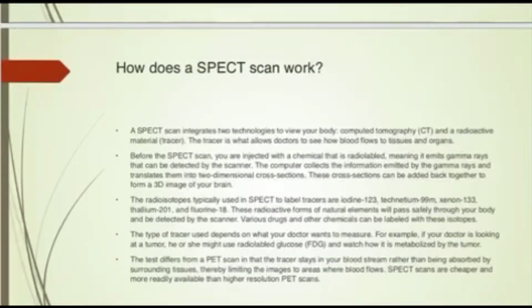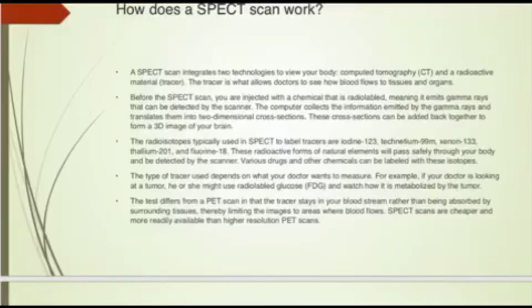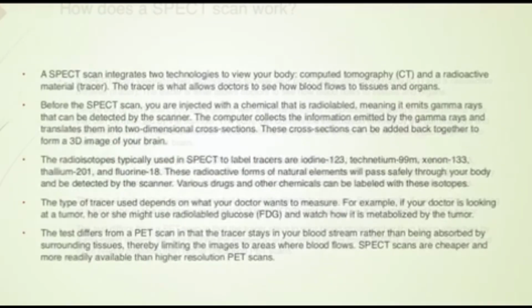How does a SPECT scan work? A SPECT scan integrates two technologies to view your body: computed tomography and a radioactive material tracer. The tracer is what allows doctors to see how blood flows to tissues and organs. Before the SPECT scan, you are injected with a chemical that is radio-labeled, meaning it emits gamma rays that can be detected by the scanner.